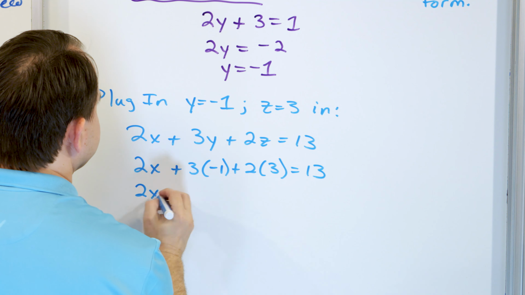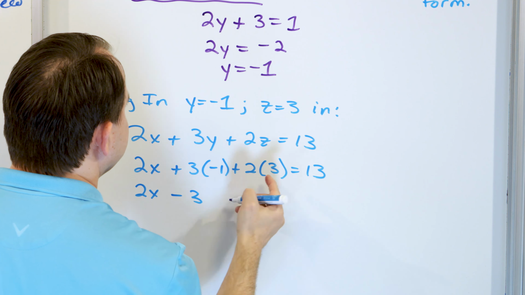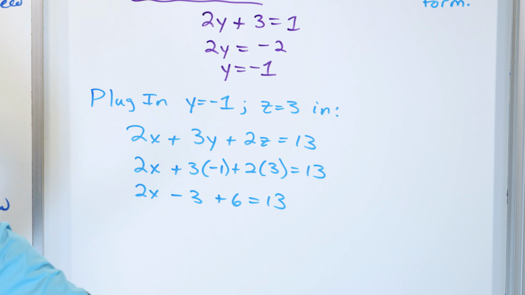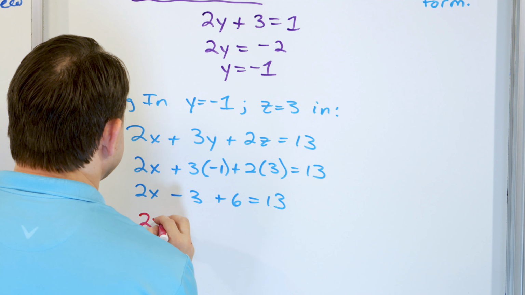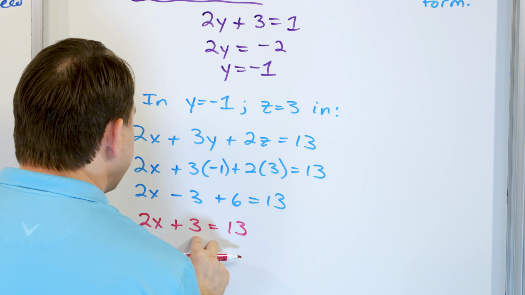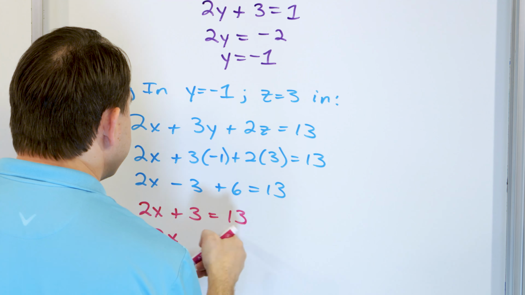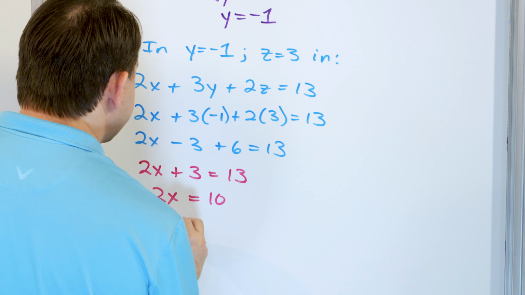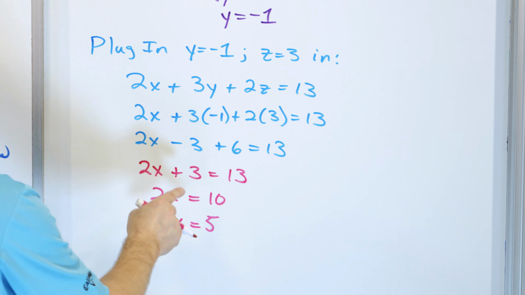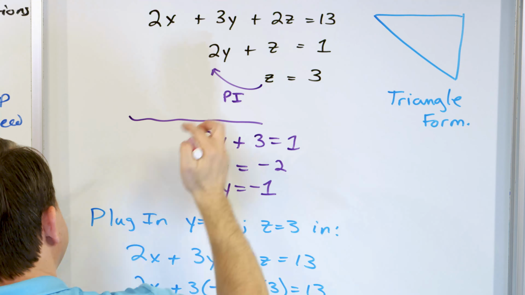So I have 2x, this becomes -3, this becomes 6, like this. I add these together, 2x plus 3, add these together, get 3, is equal to 13. And now I subtract. 13 minus the 3 is 10, and then I divide by 2, and I get 5. So I get x is equal to 5. So now I know x is 5, and y is -1, and z is equal to 3.